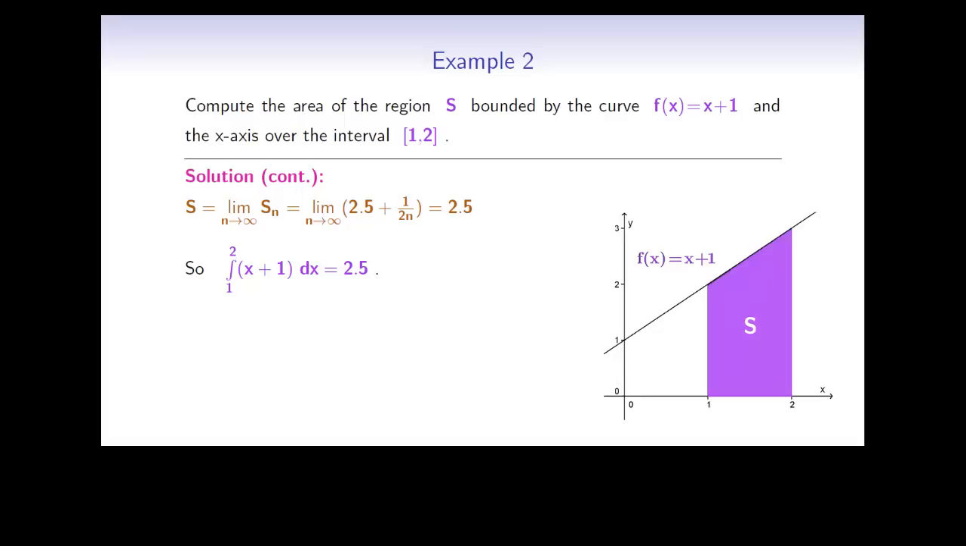Note that in this example, the region S is a very simple region, and we can in fact split it into a rectangle and a triangle and add up the areas of these two simple shapes. Of course, when we do that, we end up with the same answer, 2.5. But this can be done only when the function is extremely simple.